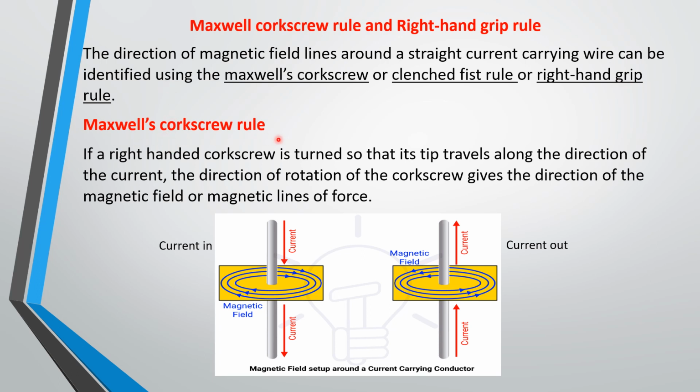The Maxwell Corkscrew rule says that if a right-handed corkscrew is turned so that its tip travels along the direction of the current, if you know what a corkscrew is, that screw they use to open wines, so if you point it downward as if you want to open a wine, and that tip shows the direction of the current, then the direction of rotation of the corkscrew gives you the direction of the magnetic field or magnetic lines of force.